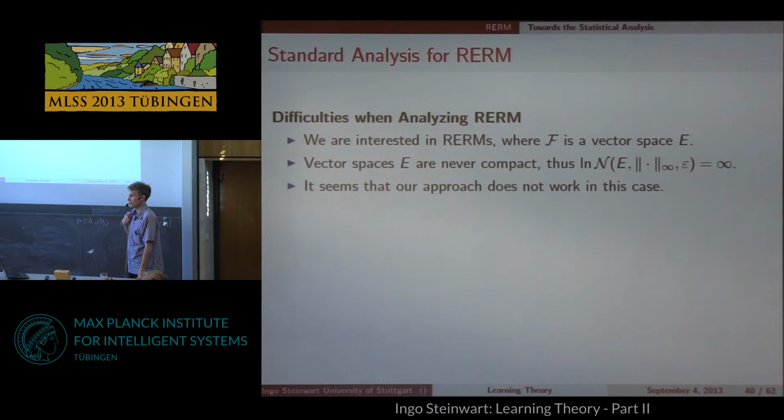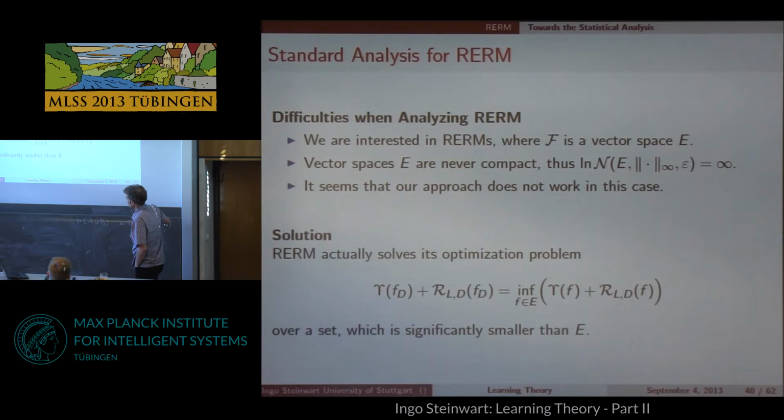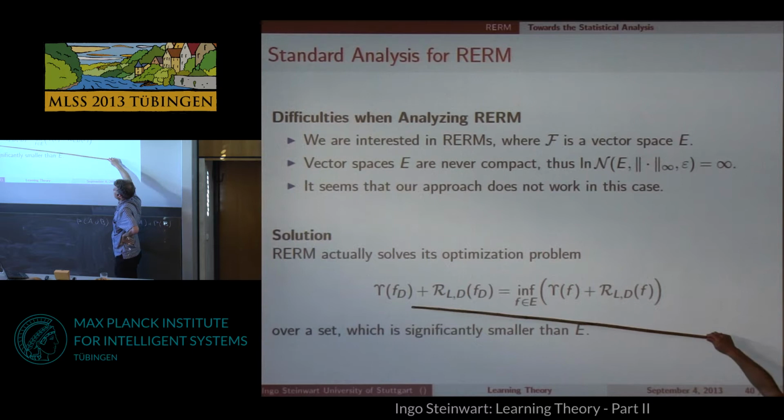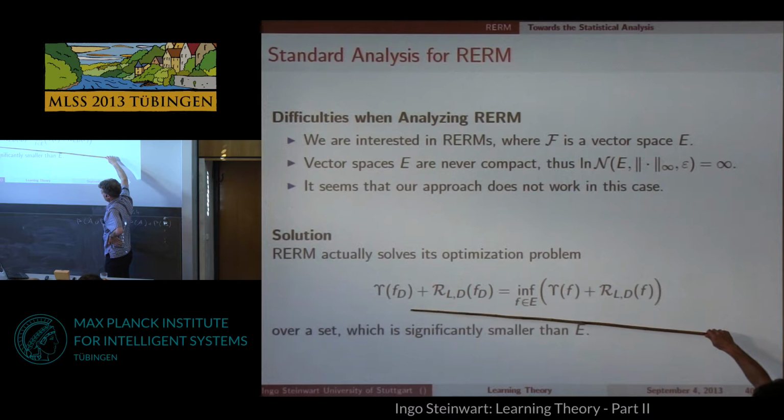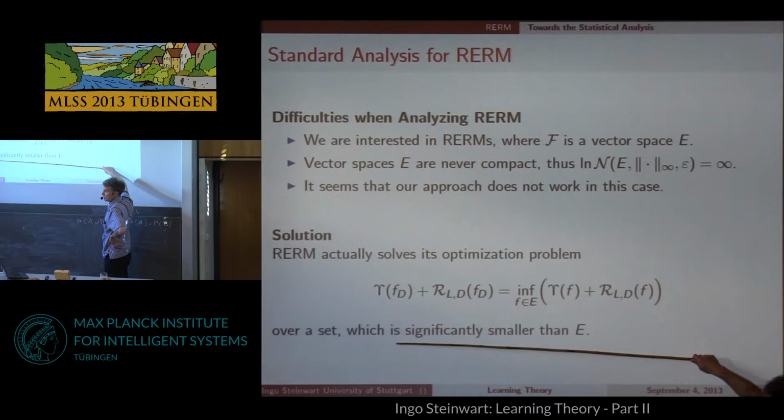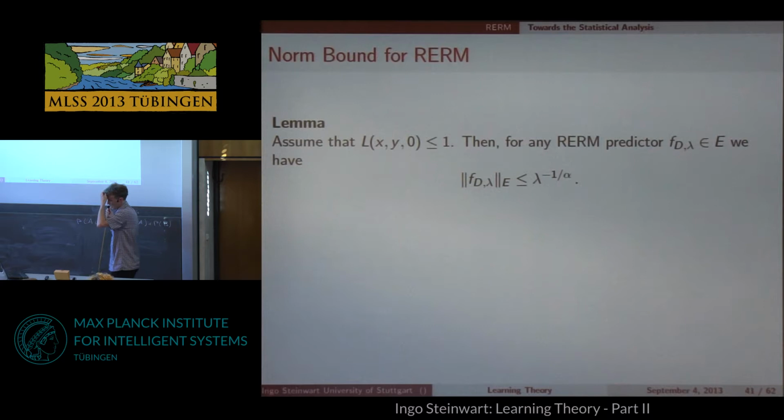Now the trick is that we have to have a closer look at the very particular form of the regularized empirical risk minimizers we consider. It turns out that for the regularizers we consider, namely the ones which are of norm type, the optimization problem is actually taken in a significantly smaller set than E. And this is what I'd like to show you on the next slide. So this is the lemma.